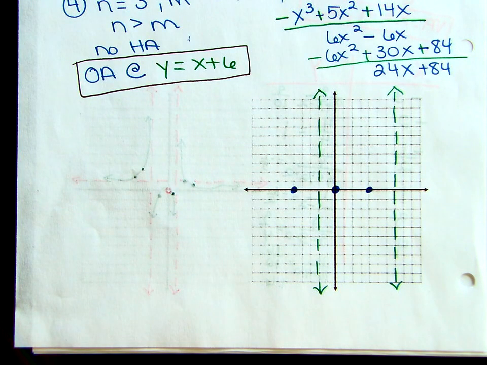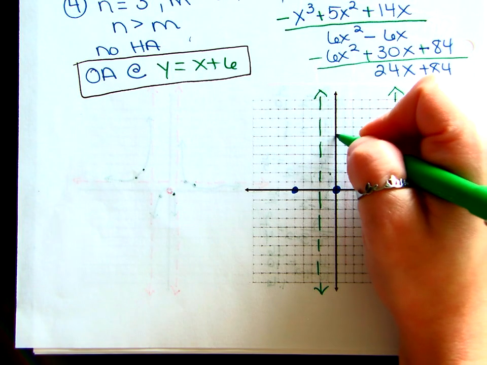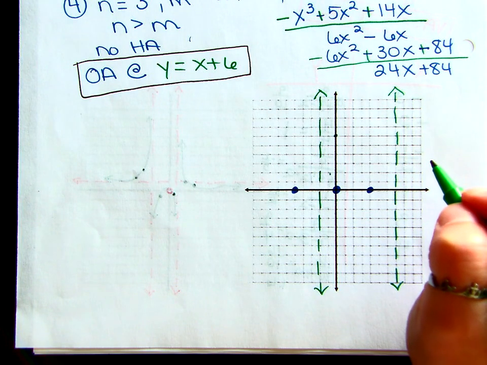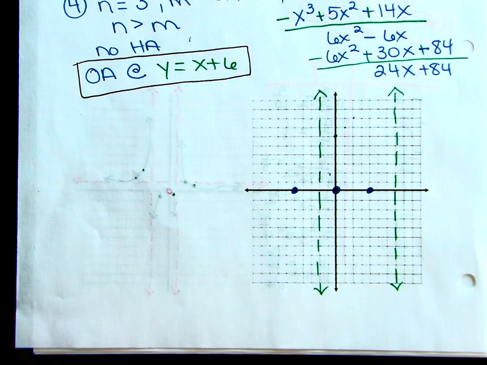And we have that oblique asymptote causing all kinds of a mess at y equals x plus 6. So we graph this just like a line, because it is a line. Y equals x plus 6. When x is 0, y is what? 6. 1, 2, 3, 4, 5, 6. So I'm going to put a little dot there. And then my slope of that line is positive 1. So I'd go up 1, to the right 1 to graph my slope.